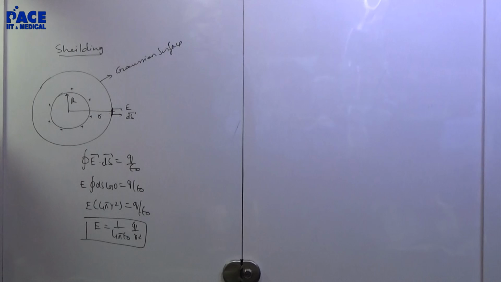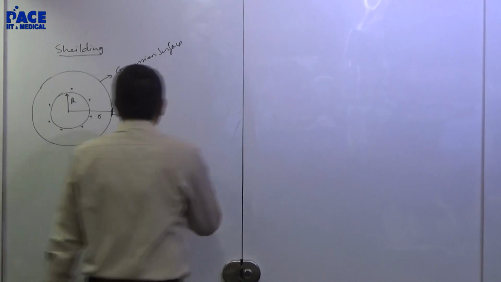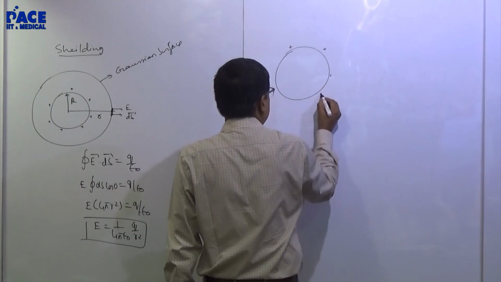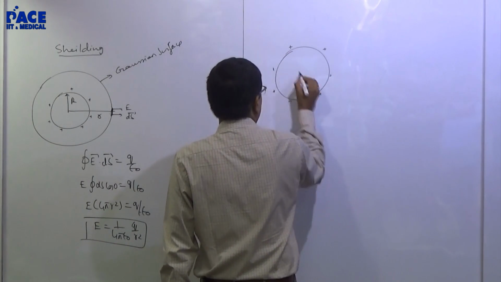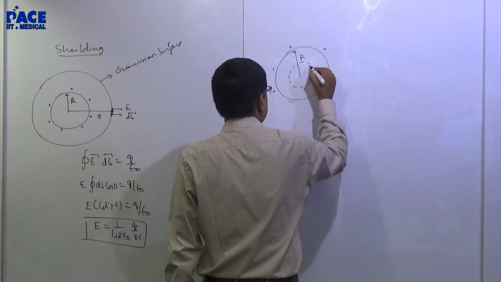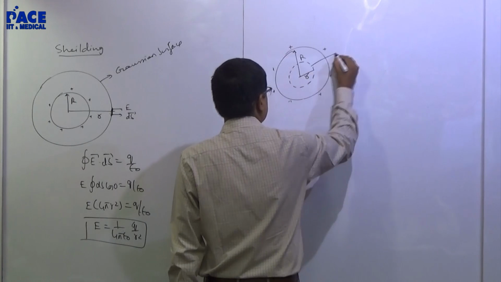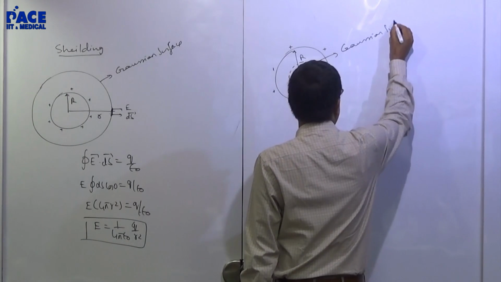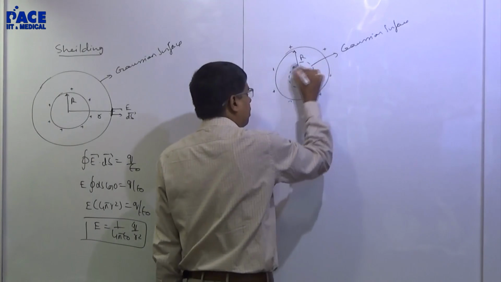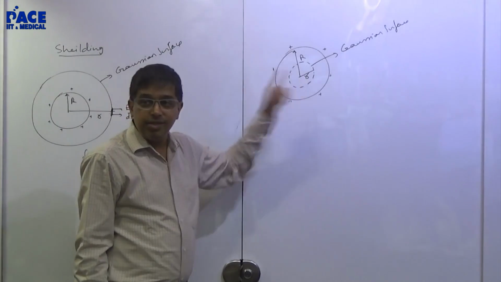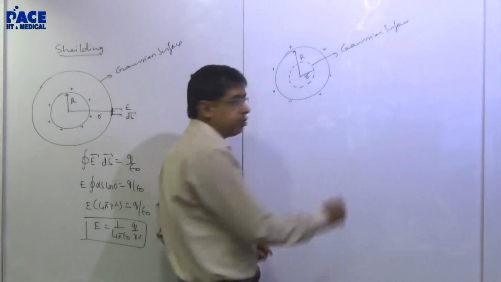1 by 4 pi epsilon naught q by r square. What if I take the same shell and tell you the field inside? I'll assume this to be the Gaussian surface. Now here, inside the Gaussian surface there is no charge.